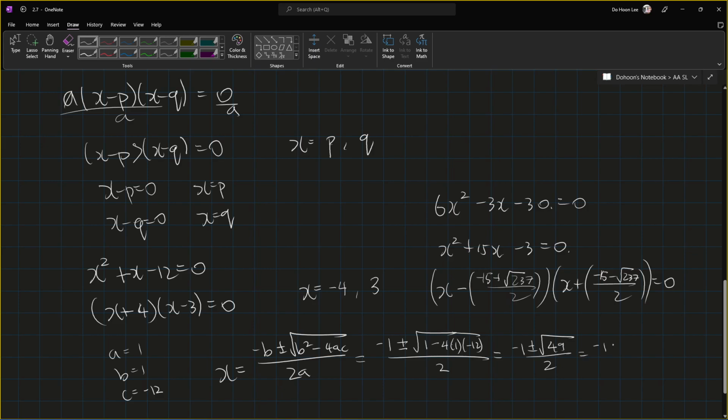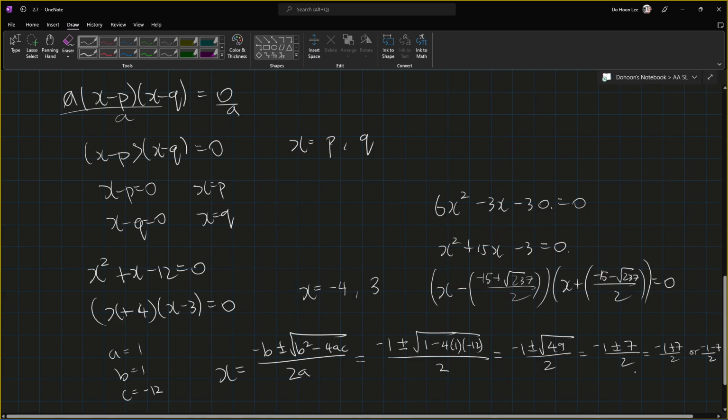I know that this is negative 1 plus minus 7 over 2, which means it can either be negative 1 plus 7 over 2 or negative 1 minus 7 over 2, which are 3 or negative 4. You know, same answers as we got from earlier.